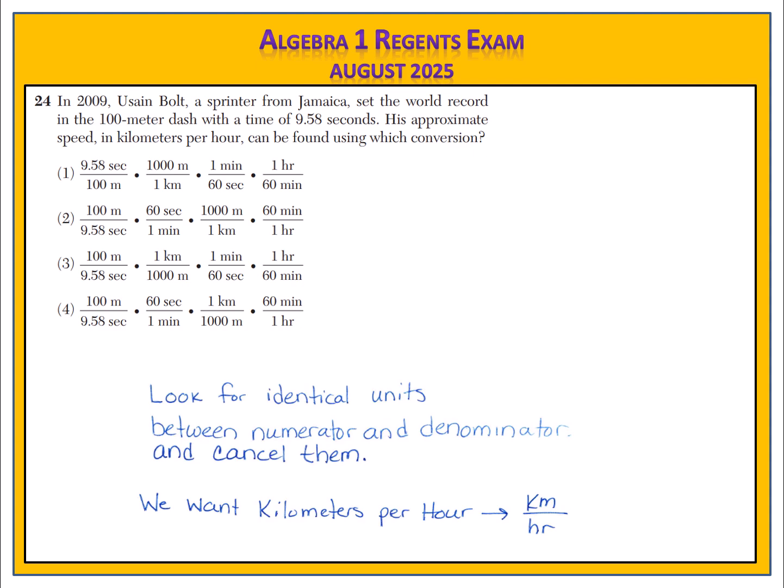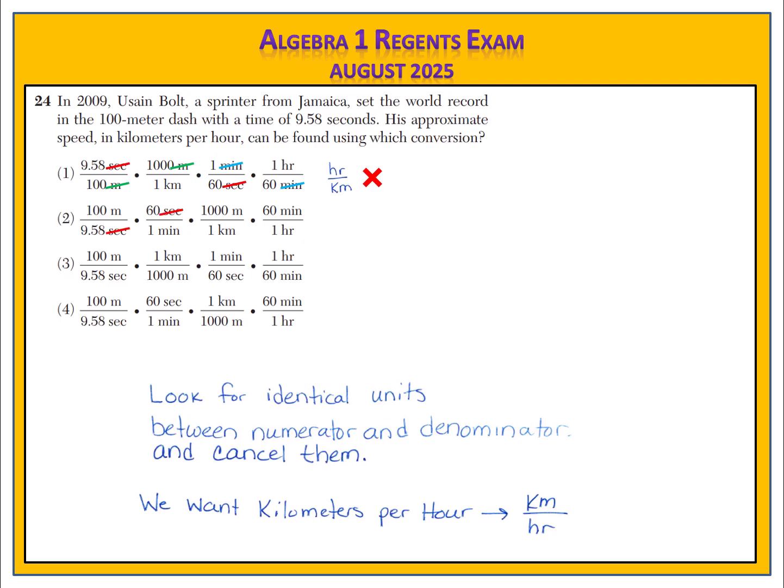We begin with choice 1. We see we have seconds in the numerator and denominator. We cancel them out. We see we have meters in the numerator and denominator. Those cancel out also. We also see that we have minutes, numerator and denominator, and what's left is hours in the top and kilometers in the bottom. That's close to what we want, but we want kilometers in the top and hours in the bottom. This is hours per kilometer, not kilometers per hour. Choice 1, while close, is not our answer.